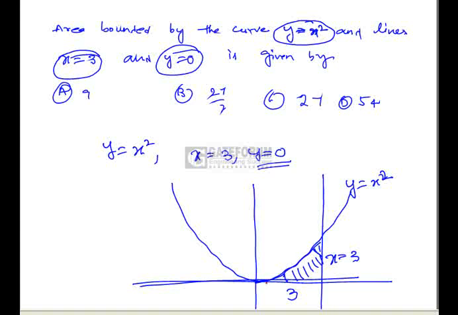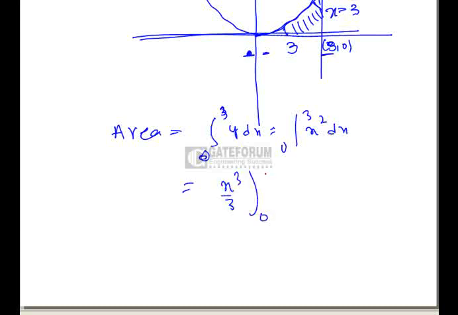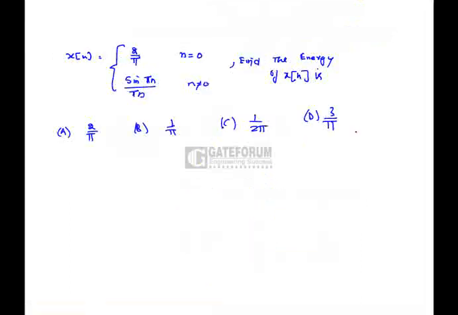Now the value of x is varying from 0 to 3, so the limit will be 0 to 3. Area is the integral from 0 to 3 of y dx, which is the integral from 0 to 3 of x square dx, which can be written as x cubed by 3 between the interval 0 to 3, which is 27 by 3 minus 0, that is 9 square units. Option A.